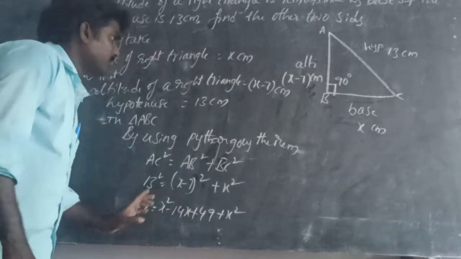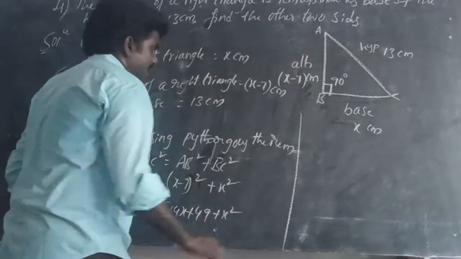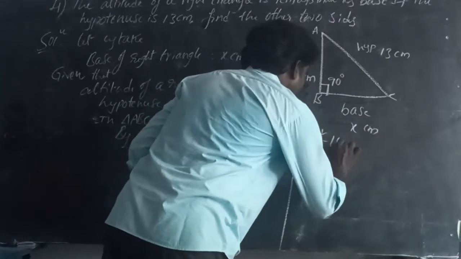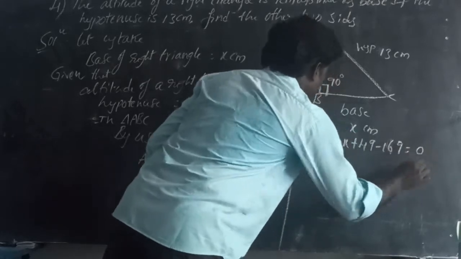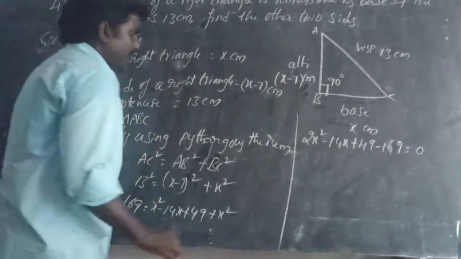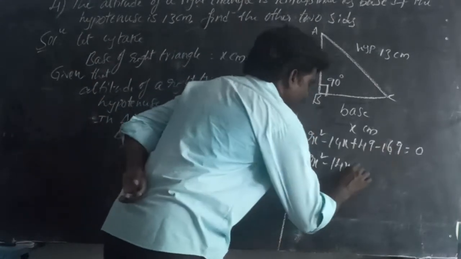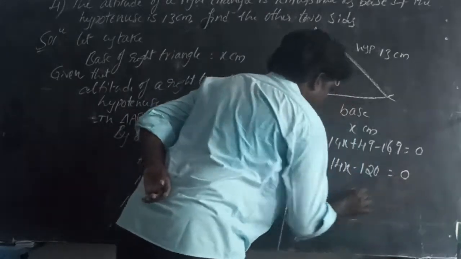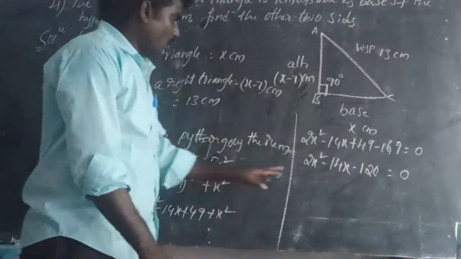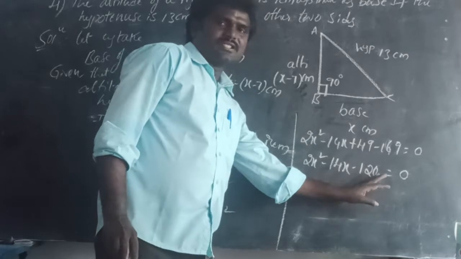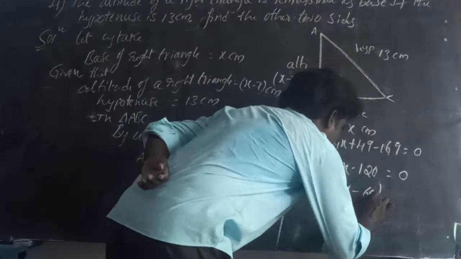X square plus x square is how much? 2x square. Okay, plus 169 comes this out minus. So 2x square minus 14x plus 49 minus 169 is equal 0. 13 square 169. Okay, so 2x square minus 14x plus 49 minus 169 is equal 0. In this total, what is the common? 2x square, 2 into x square, 14, 2 7 ja, 120, 2 60 ja. Okay, so 2 of x square minus 7x minus 60 is equal 0.